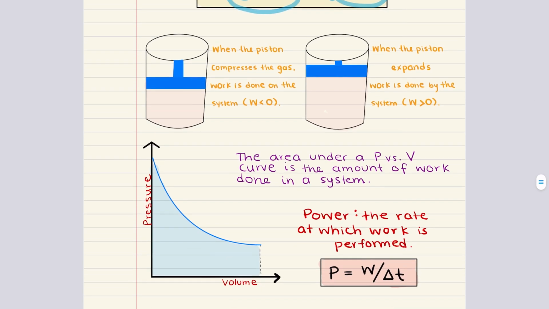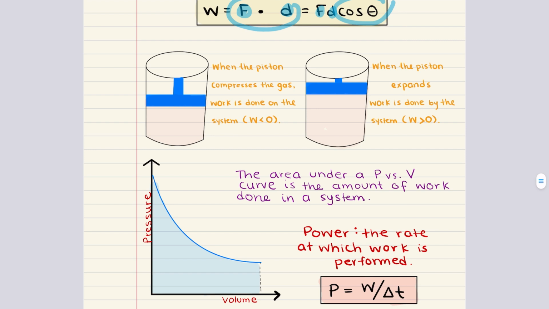Now let's apply the concept of work to systems involving gases, where work is often related to changes in pressure and volume. So imagine a gas trapped in a cylinder with a movable piston. The gas can do work on the piston as it expands, or the piston can do work on the gas as it compresses. The work done in these processes is described using the equation that work is equal to pressure multiplied by change in volume. So W here is the work done by or on the gas, P is the pressure of the gas, delta V is the change in volume of the gas. And again, when the piston compresses the gas, work is done on the system, and when the piston expands, work is done by the system.